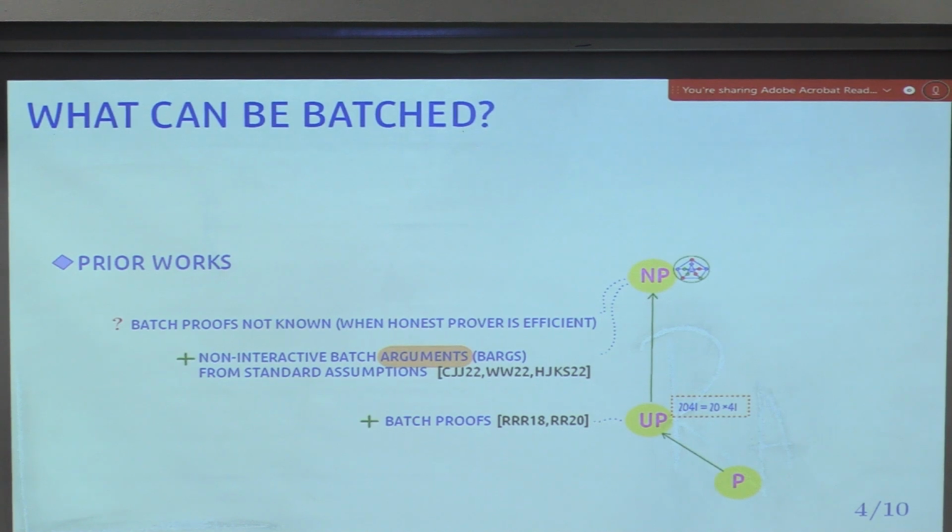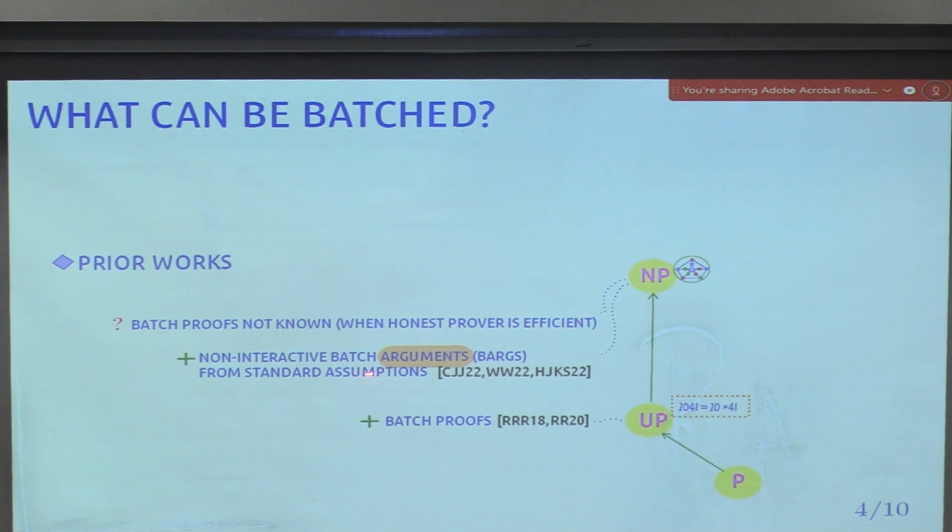Are you always interested in non-interactive, or just here? For proofs, we don't know even interactive. You mentioned recent work for non-interactive batch arguments. Were there interactive batch arguments before? Good question. Interactively, for UP, you could do batch proofs. For NP, we didn't know, so we had to relax to arguments. If it was interactive, you can even get batch proofs, and that's much earlier. So we know interactive batch proofs for UP, not for NP.